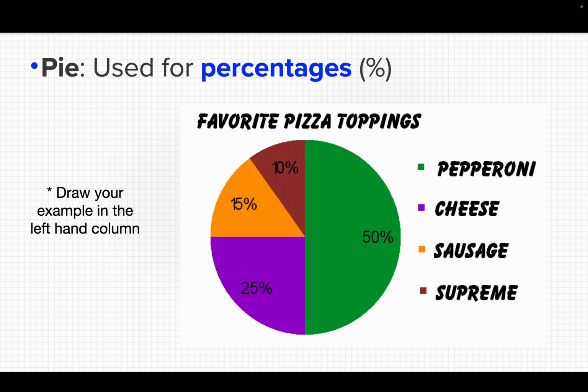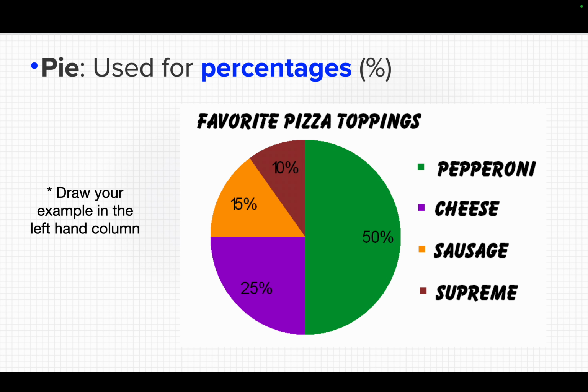And lastly, pie charts. We don't call them pie graphs, pie charts are used for percentages. So if you took a survey and out of 100%, 50% of the class said that pepperoni was their favorite pizza topping, then you could color half of the graph for pepperoni. You notice here that pie charts are color coded, so we don't necessarily label the pie. It doesn't say pepperoni in the green, but that's why we have a key. It says pepperoni is green, cheese is purple, and so forth. So again, draw a quick little example in the left-hand column.